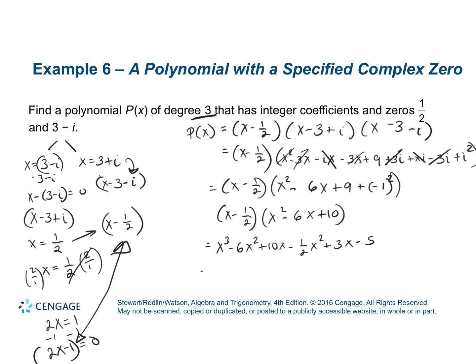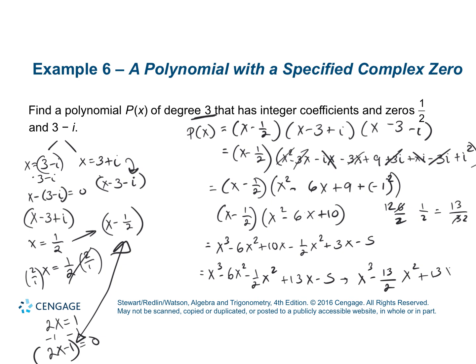So this is going to become x cubed minus 6x squared minus a half x. I'll combine the fractions in a second. Then this is going to become 13x minus 5. Now when I do 6 over 1 and a half, this is going to become 12. They're both negative, so it's going to be 13 over 2. So we're going to get x cubed minus 13 over 2 x squared plus 13x minus 5.